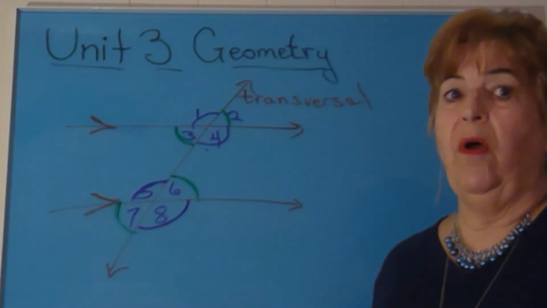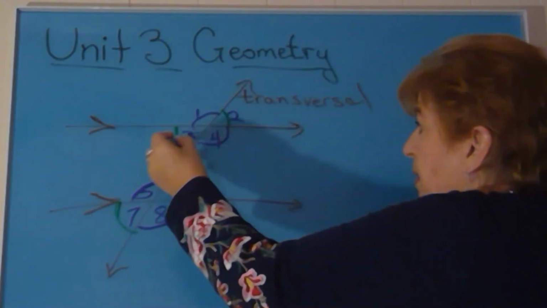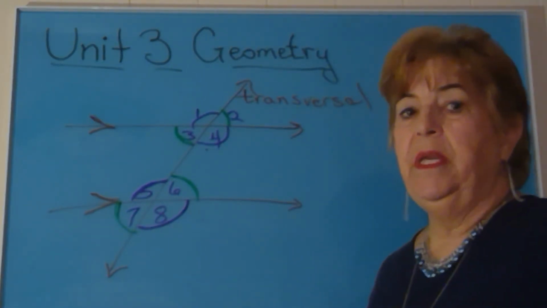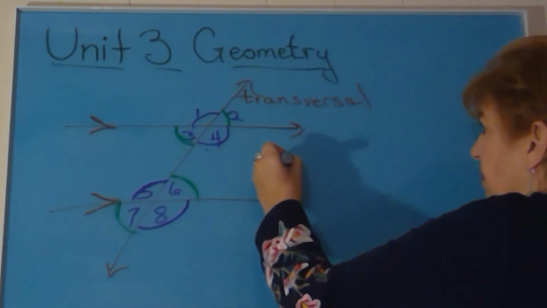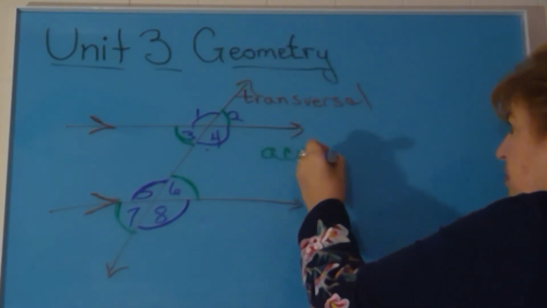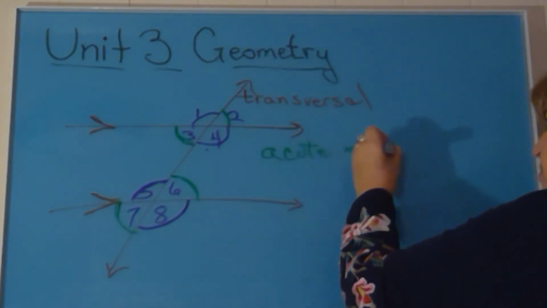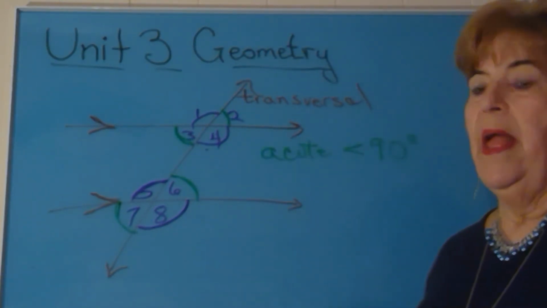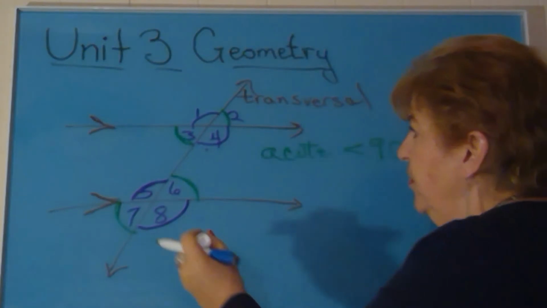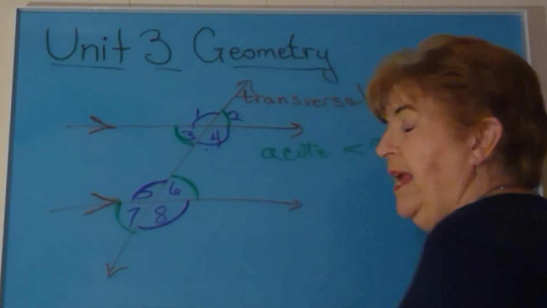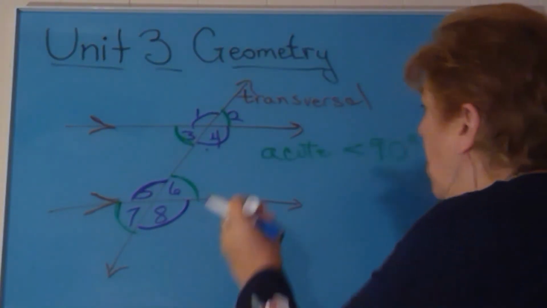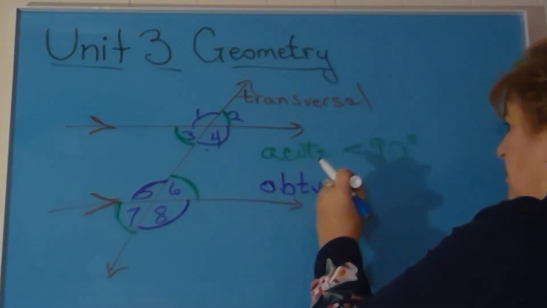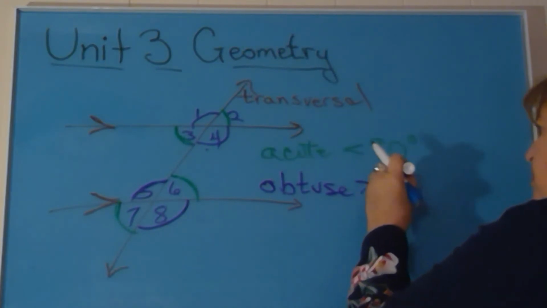And unless they're all right angles, one measurement, 2, 3, 6, and 7, will all be acute angles. Acute means that they're less than 90 degrees. And we have 1, 4, 5, and 8. Those 4 angles are obtuse, which means they're greater than 90 degrees.